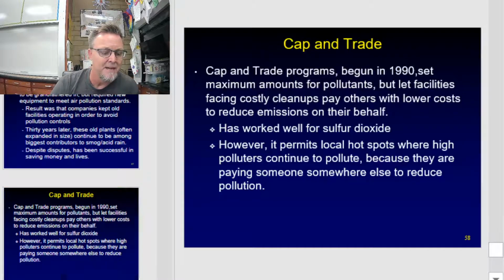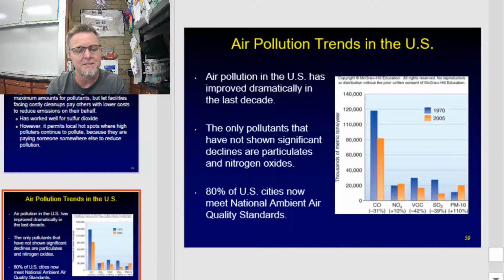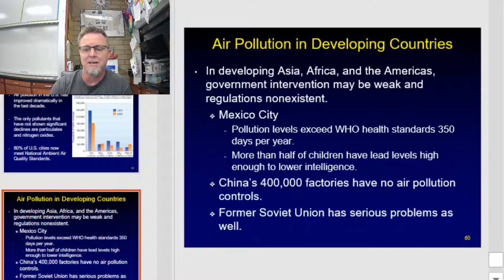All right. As far as trends in the U.S. is concerned, air pollution in the U.S. has improved. Our situation is getting better. It keeps getting better, and hopefully will continue to get better. Only pollutants that have not shown significant declines in the U.S. are the particulates and the nitrogen oxides. 80% of U.S. cities now meet the national ambient air quality standards, so that's fantastic. Unfortunately, we can't say the same thing for all countries across the globe.